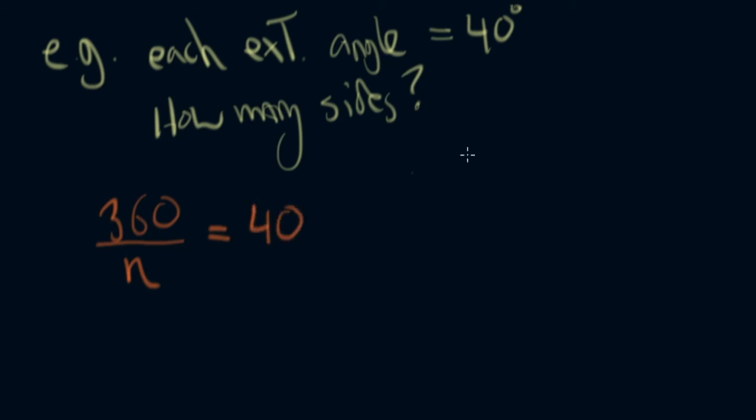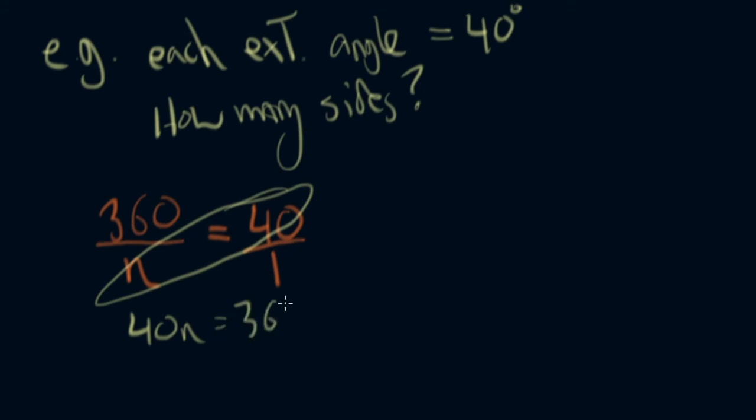We know that. So I'm just going to put this over 1 just to make this kind of obvious. And when you see this now, hopefully you're thinking, oh my gosh, is this cross multiplication? It absolutely is. So you'd cross multiply, right? 40 times n, so you get 40n, and that would equal 360. So you divide both sides by 40, so n would equal 9. So how many sides does it have? It has 9 sides.